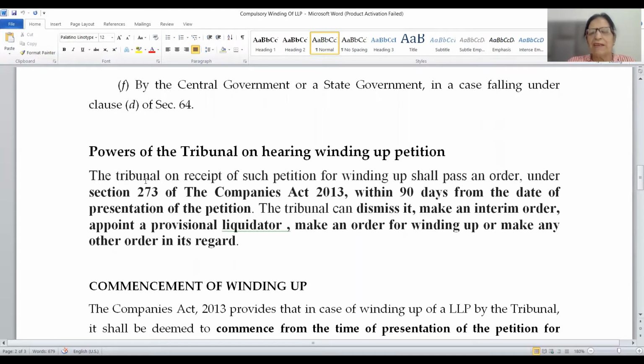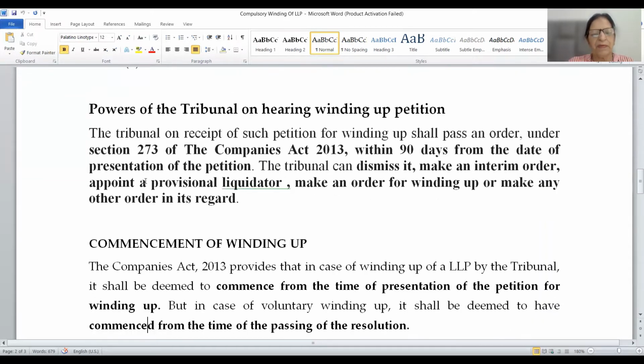It can make an interim order, that is a temporary order for the time being, or appoint a provisional liquidator. A liquidator is a person who is always appointed from the panel which is maintained by the central government. Make an order for winding up, or make any other order in this regard. So these are the various powers of the tribunal on hearing a winding up petition.